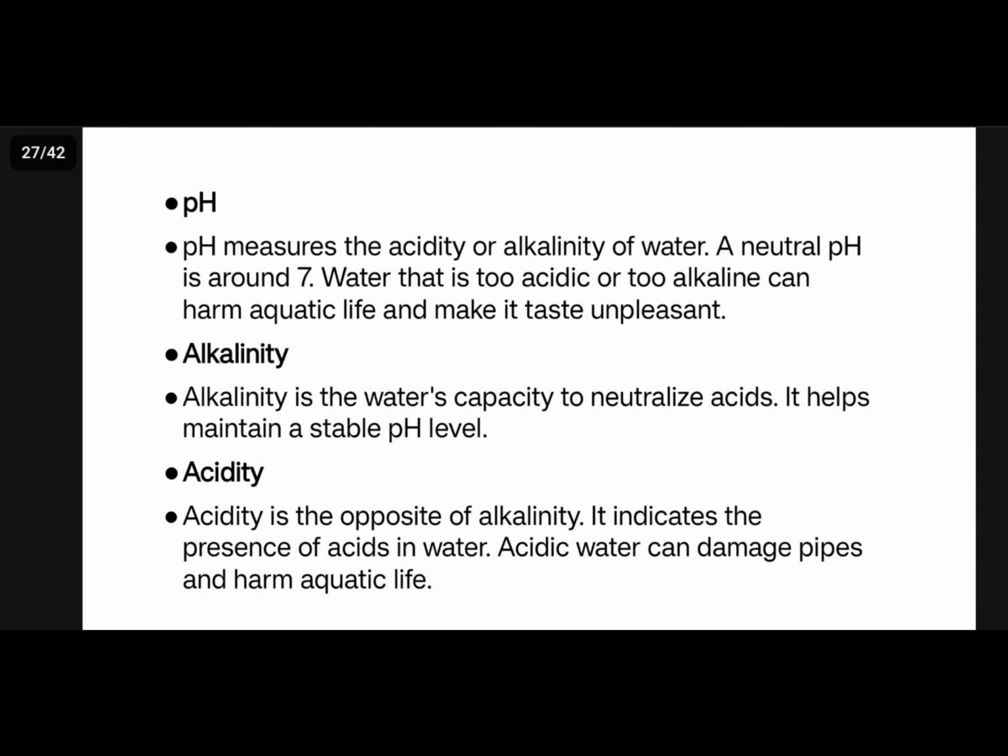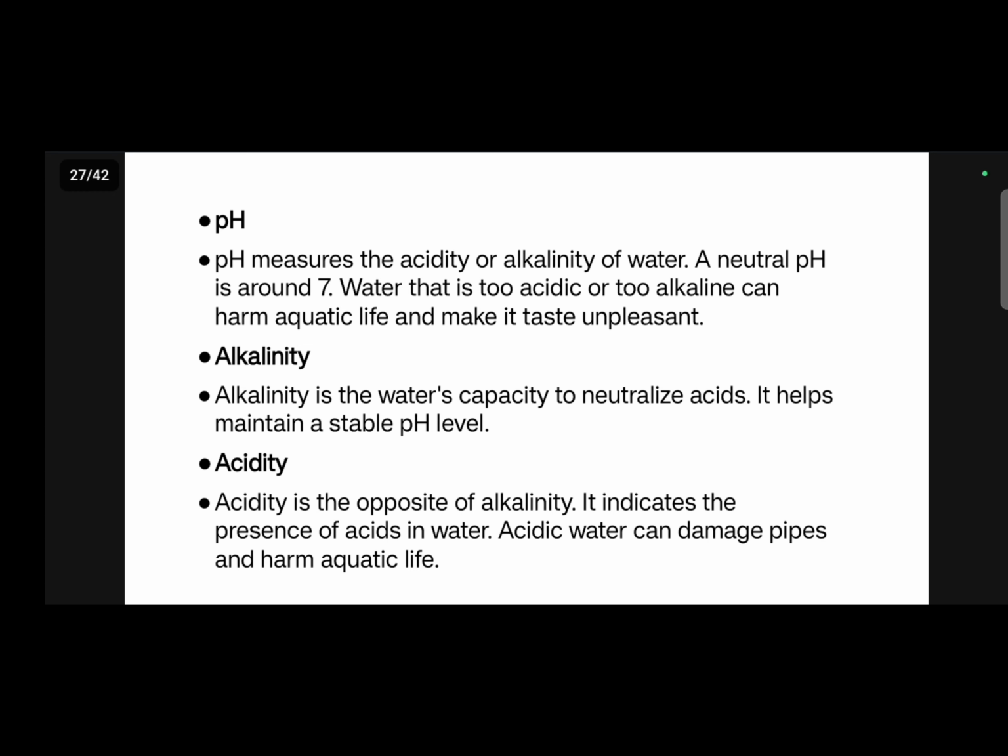pH measures the alkalinity and acidity of water. For drinking water, the range of pH is 6.5 to 8.5, which does not corrode pipes or create scaling of pipelines. Alkalinity. If the pH is less than 7, we can say that it contains acids. Or if the pH is greater than 7, we can say that it contains alkalinity like salts. Generally, the range of pH is 0 to 14.